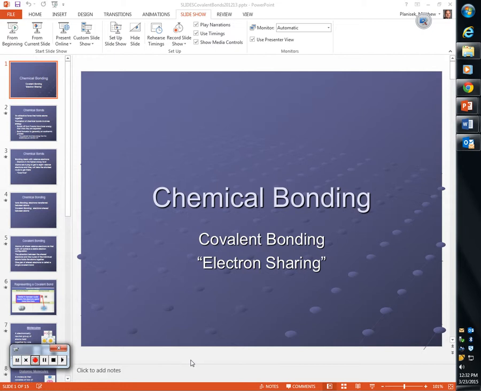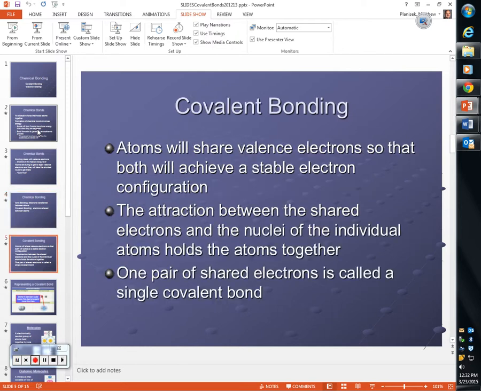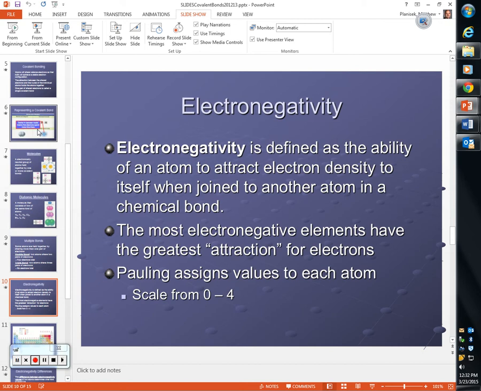But we said the big difference being how they work it. Ionic bonds get to that 8 valence electrons by transferring, or in ionic bonding, electrons are transferred between a metal and a nonmetal. But in covalent bonding, we're sharing electrons between two nonmetals. Then, on Friday, we introduced this big long word, electronegativity.